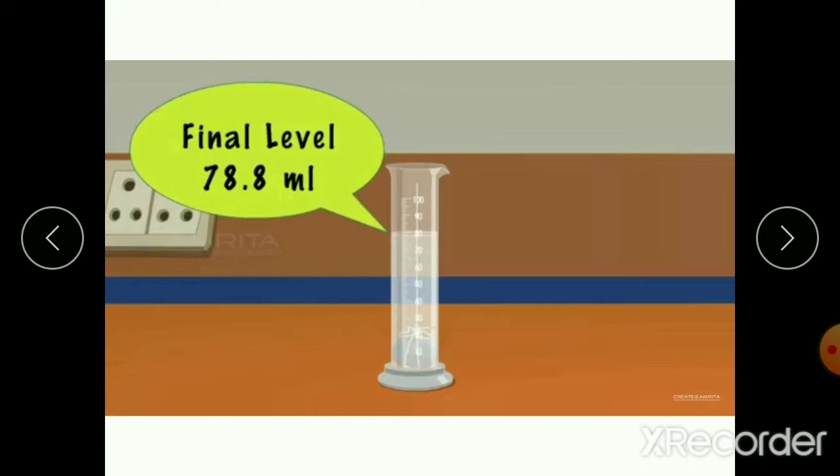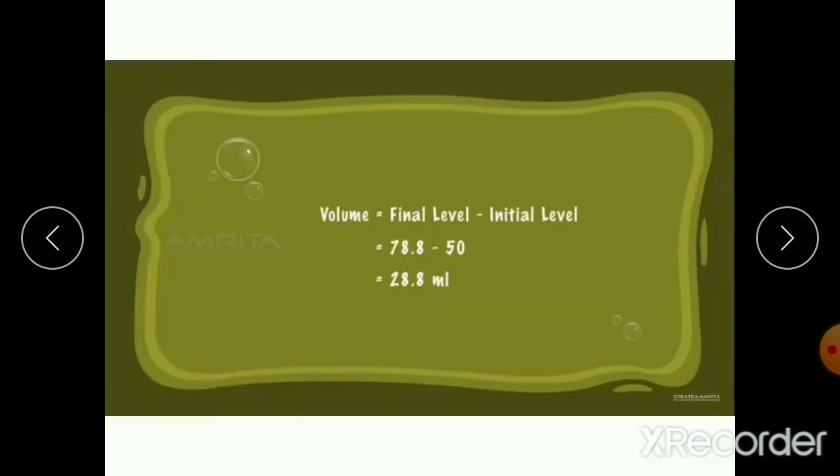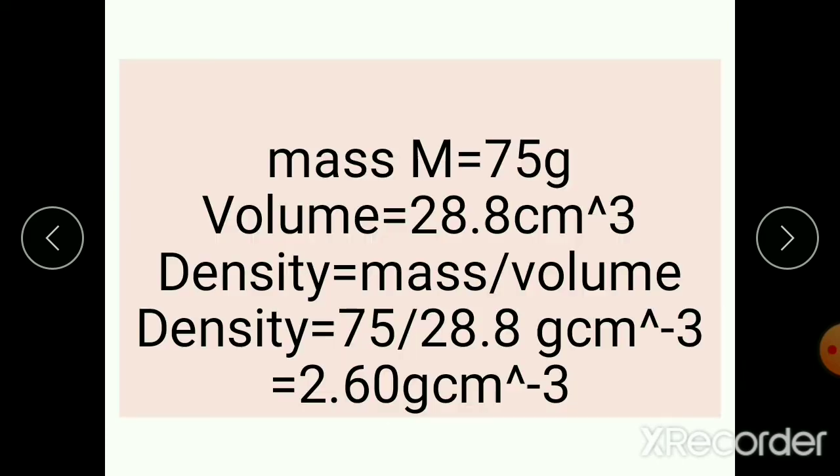Now we are going to find out the difference between the initial level of the water and the final level of the water. So how will you find out the difference? By subtracting it. So the volume is equal to final level minus the initial level. The final level was 78.8 milliliter and the initial level was 50. So when you subtract, you get 28.8 milliliters.